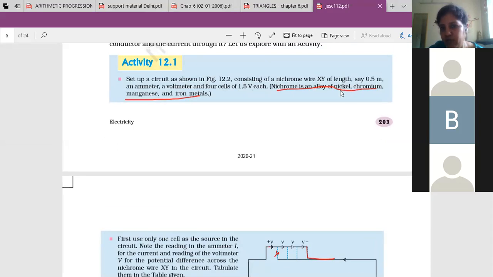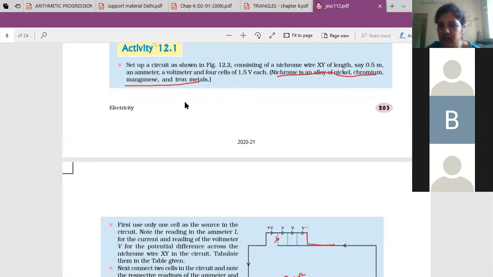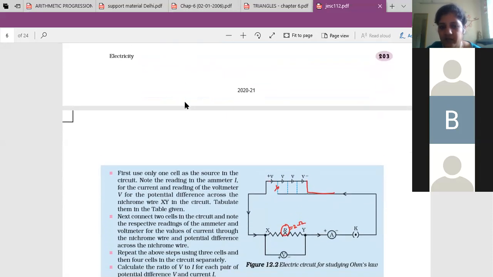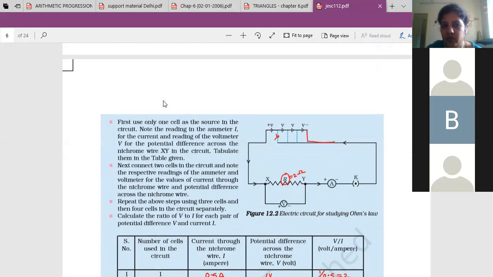Nichrome is an alloy of nickel, chromium, manganese, and iron. Remember this part. And this is generally used for resistance, providing an external resistor. So first use only one cell as a source in the circuit.